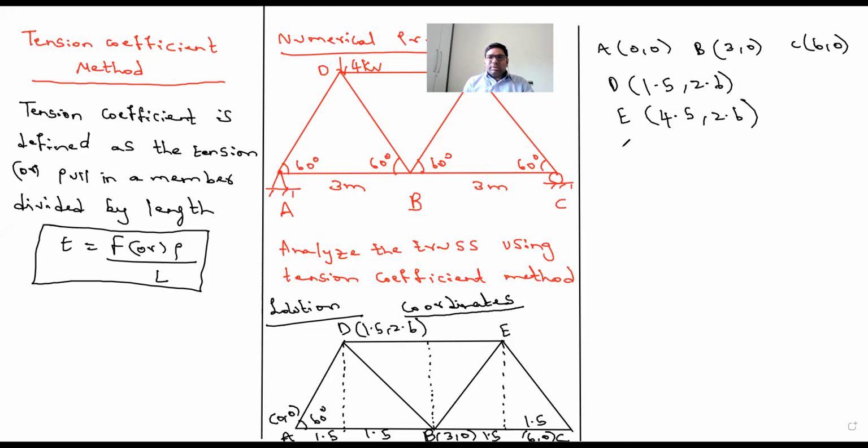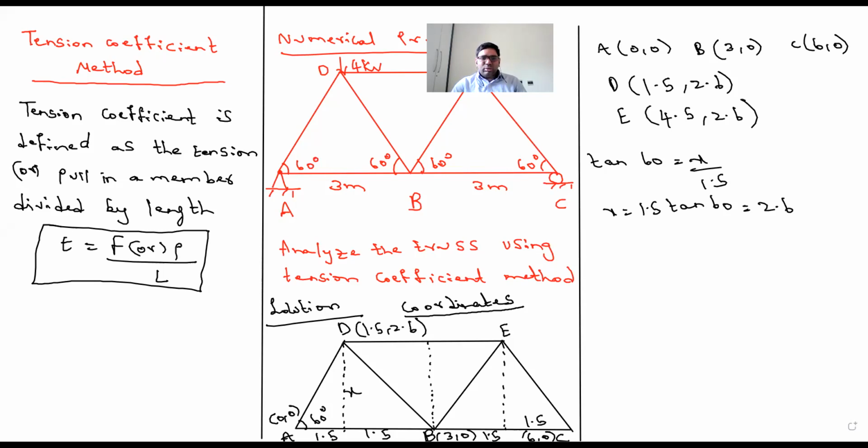How did we get 2.6? Tan 60 is equal to x by 1.5. So x is equal to 1.5 tan 60, which is equal to 2.6. So now we got all the coordinates of the truss.